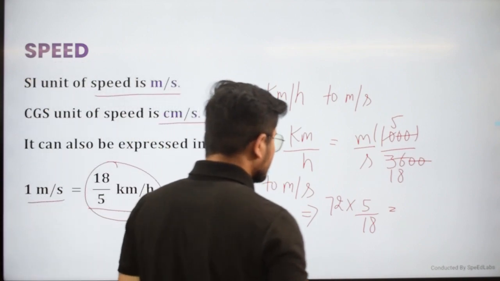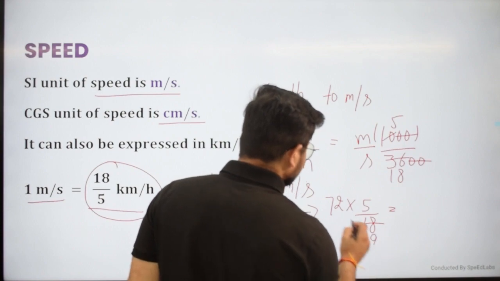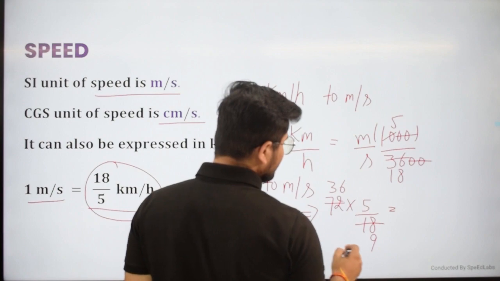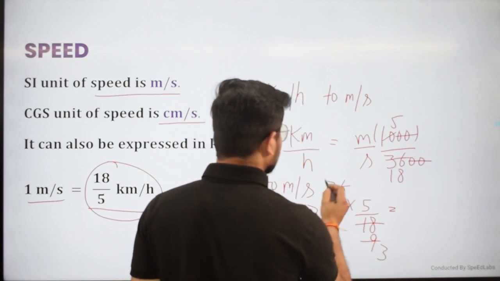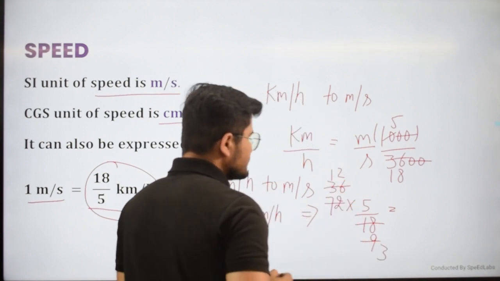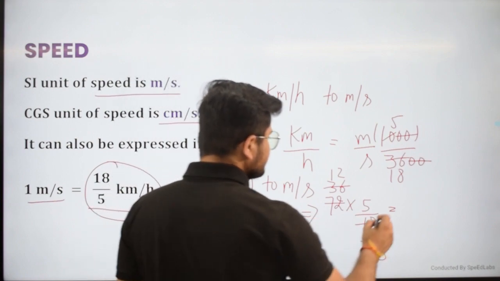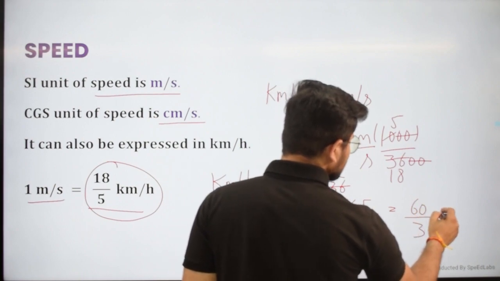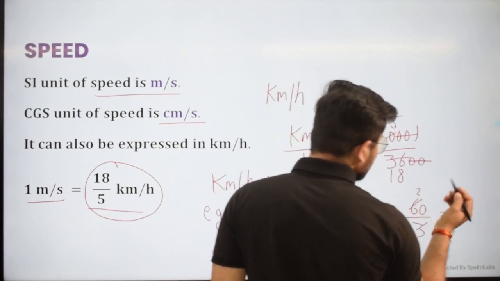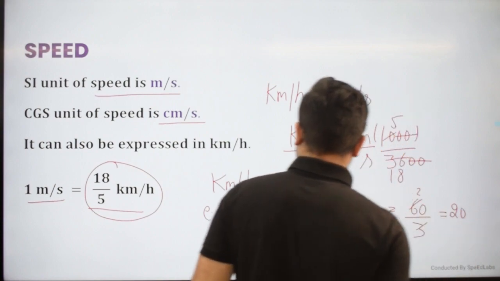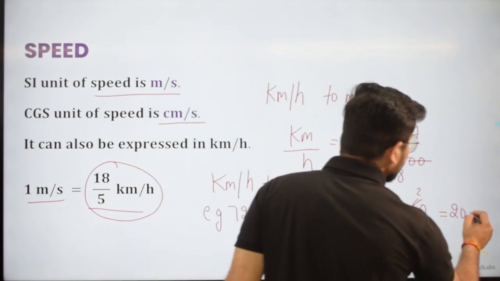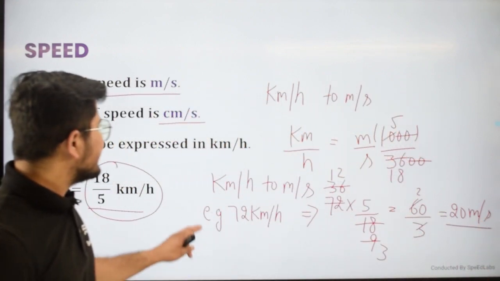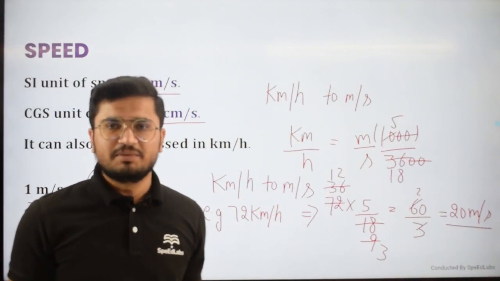So let's solve it. 2 nines are 18, 2 ones are 2, 2 threes are 6, and 2 sixes are 12. So 3 threes are 9, and here 3 ones are 3, 3 twos are 6. So talking about 12 fives are 60, 60 upon 3, 3 twenties are 60. So we got 72 kilometer per hour equals 20 meter per second. That is the conversion from kilometer per hour to meter per second.